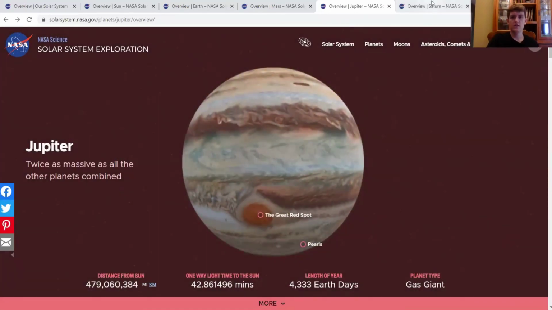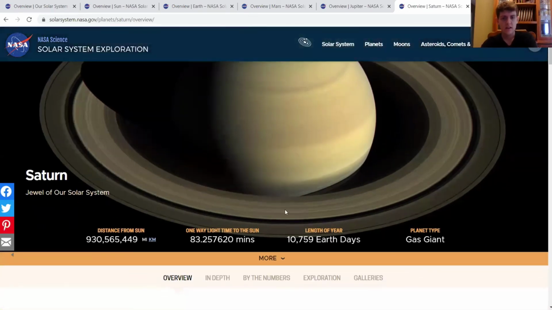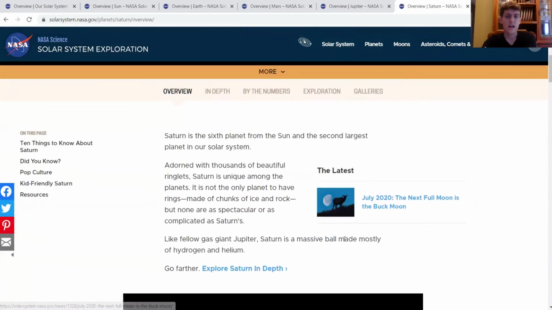All right, so last but not least, we have Saturn. Now to me, Saturn is one of the most interesting planets out there. It is known as the jewel of our solar system. It's a gas giant. The length of 1 year takes about 10,759 Earth days. Saturn is the 6th planet from the sun and the 2nd largest planet in our solar system, behind Jupiter. Adorned with thousands of beautiful ringlets, Saturn is unique among the planets.